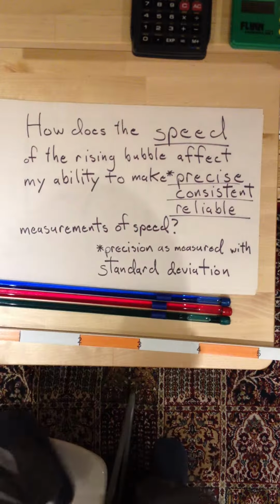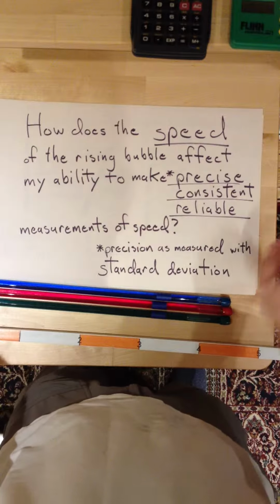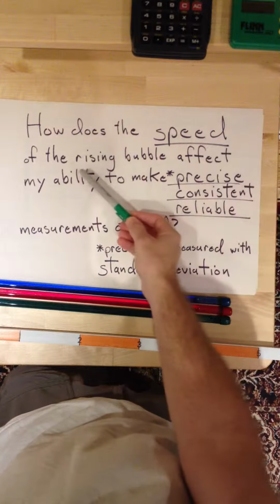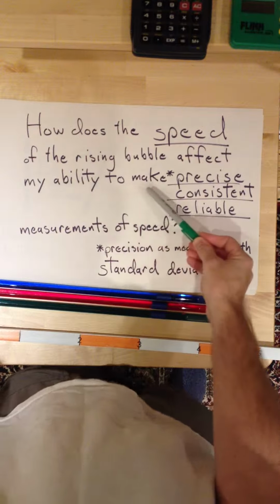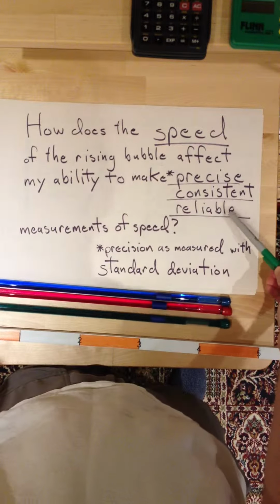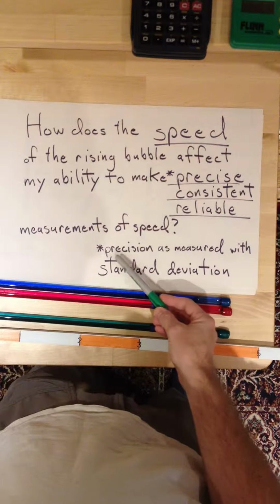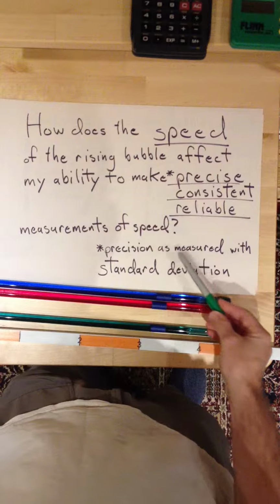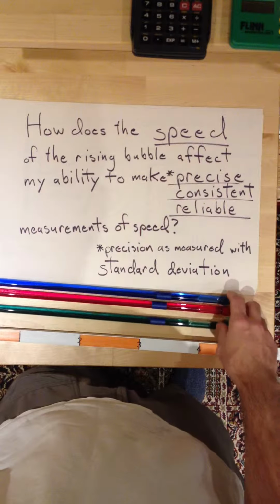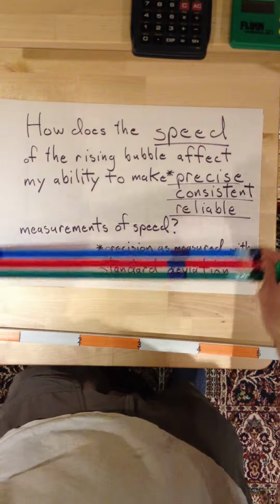Welcome everybody. I'd like to talk about an experiment that examines how the speed of a rising bubble affects my ability to make precise, consistent, and reliable measurements of the rising bubble speed. And we're going to do precision as measured by standard deviation. So what bubble are we talking about?